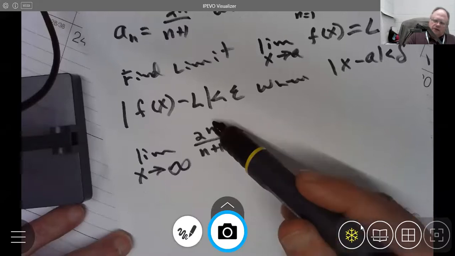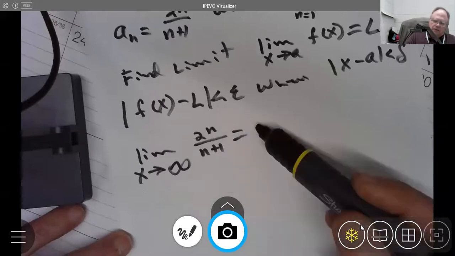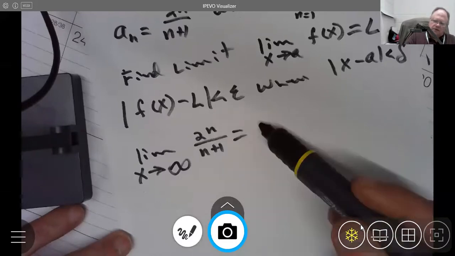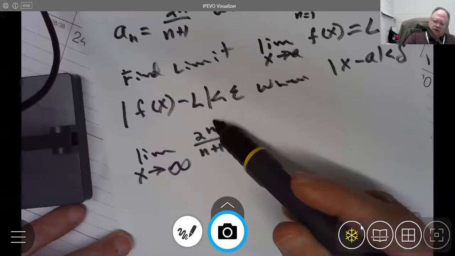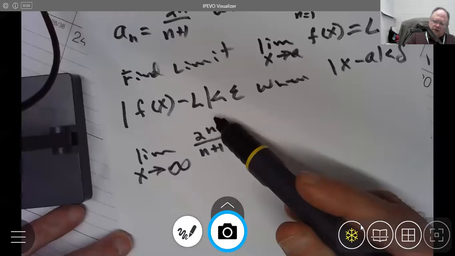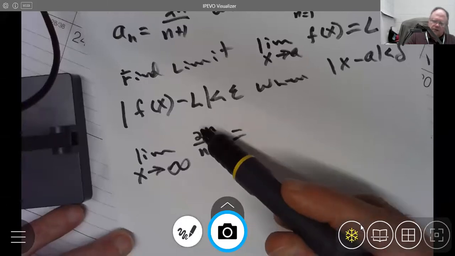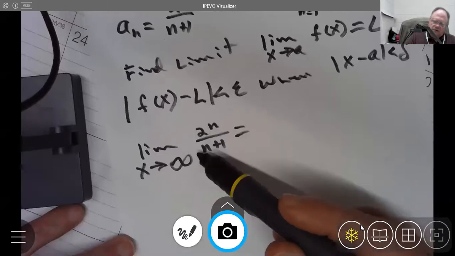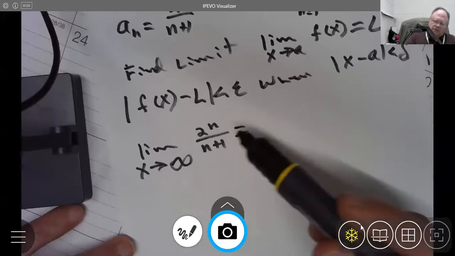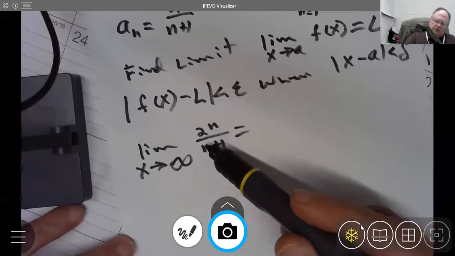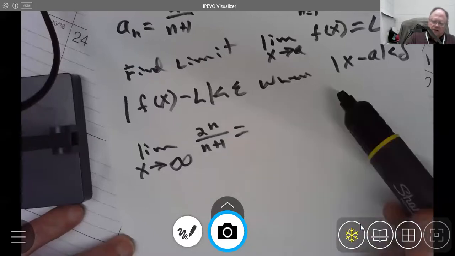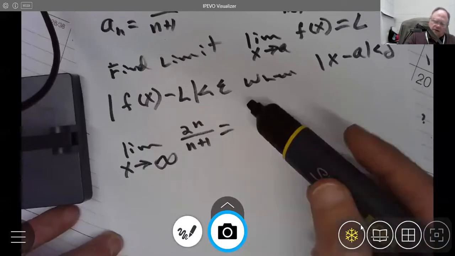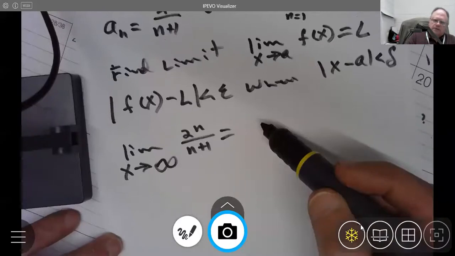If the degree of the numerator is less than the degree of the denominator, then the limit is 0. If the degree of the numerator is equal to the degree of the denominator, then the limit is the coefficient of the highest power for the numerator and denominator. If the degree of the numerator is greater than the degree of the denominator, then it goes on to infinity or negative infinity in the negative direction. So in this case, what would the limit be?